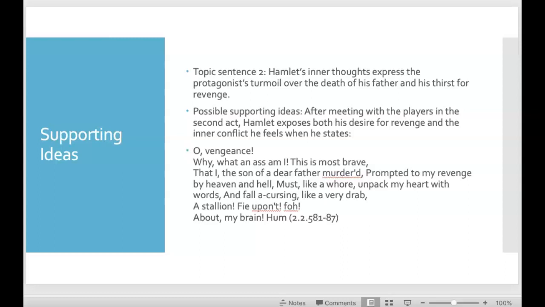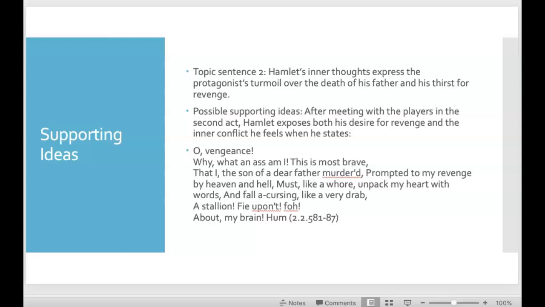After meeting with the players in the second act, Hamlet exposes both his desire for revenge and the inner conflict he feels when he states, "Oh, vengeance! Why, what an ass I am! This is most brave that I, the son of a dear father murdered, prompted to my revenge by heaven and hell, must like a whore unpack my heart with words, and fall a-cursing like a very drab, a scullion! Fie upon't! Foh! About, my brain!"